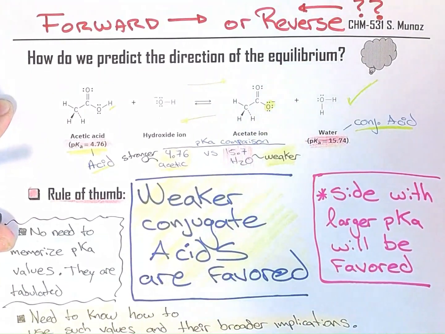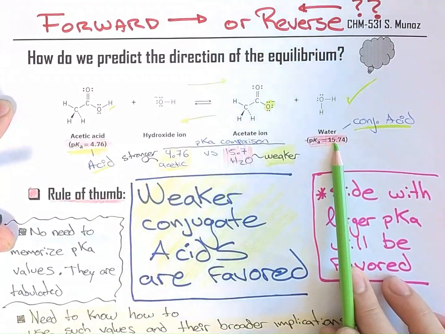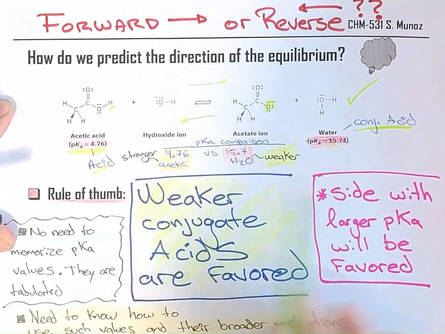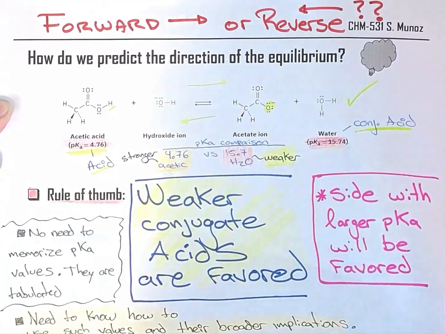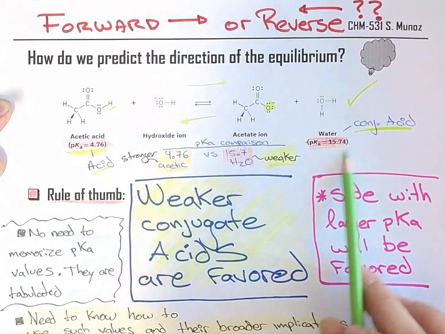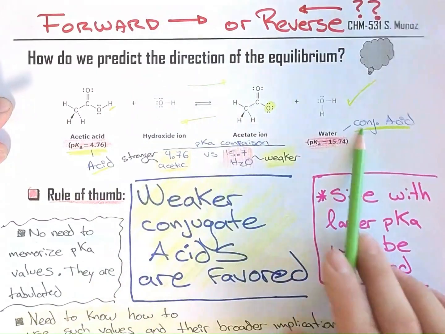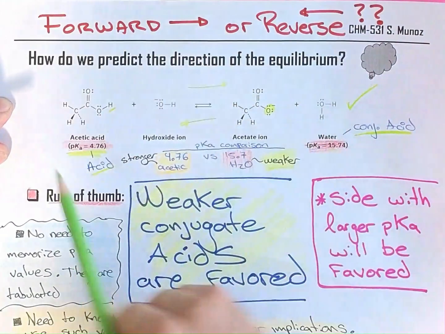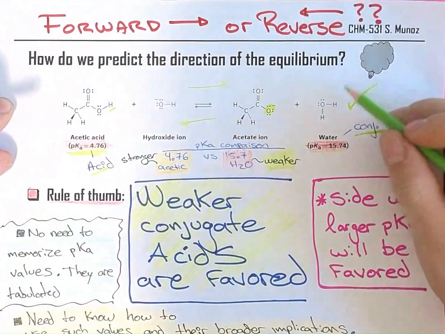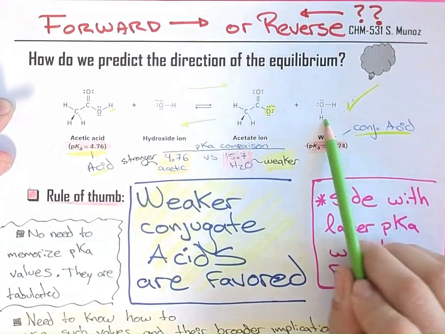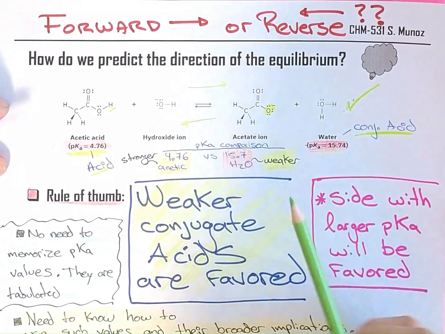So if you're able to identify which one's the acid and which one's the conjugate acid, look at the pKa values. Of course, you don't have to memorize. You can look at a table. And after you compare the pKa's, you can immediately tell, yes, this reaction is going to be favored this way, or no, it's going to be favored the other way. In this particular case, yes, we're going to favor the formation of water and acetate.